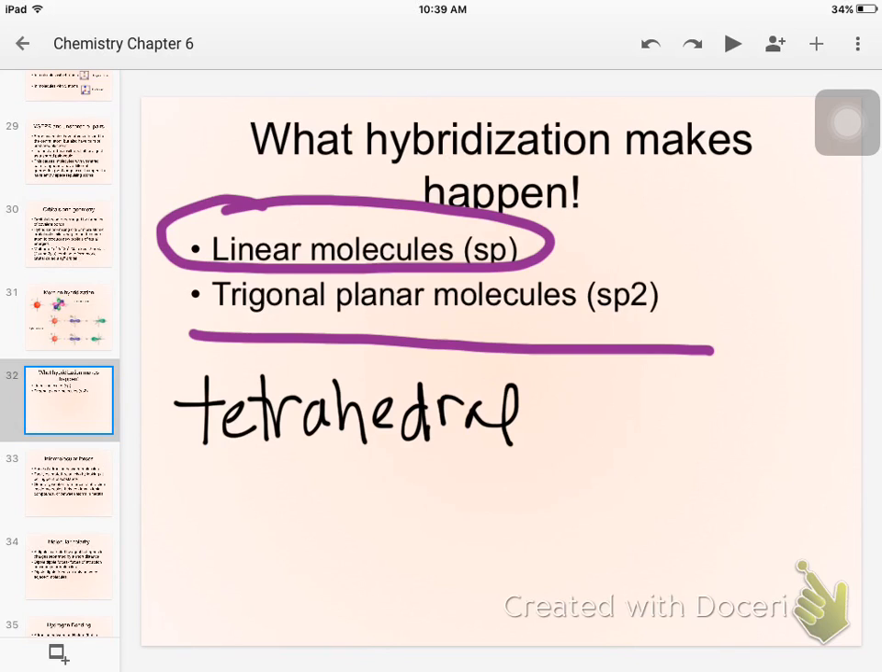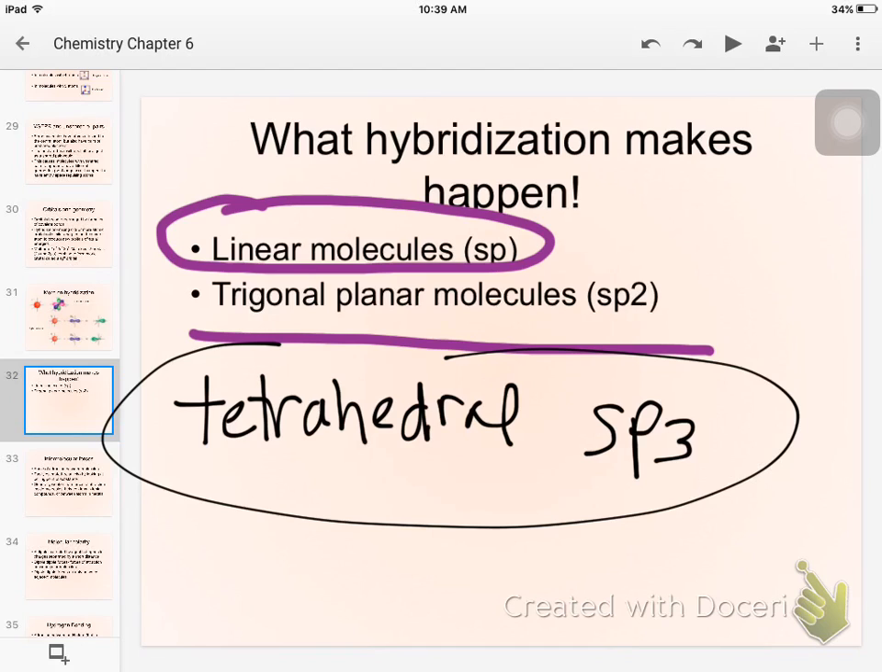1s plus 3p gives you sp3. That gives you tetrahedral. Now, if you go into a chemistry class anyplace else and say, oh yeah, sp3 gives you a caltrops, they will not know what you're talking about. Please don't do it, or don't tell them you had me for chemistry.